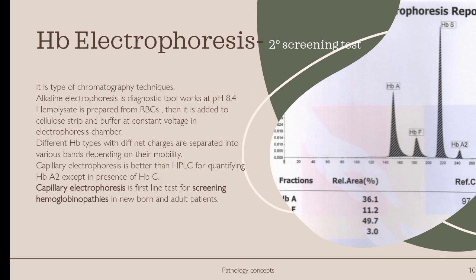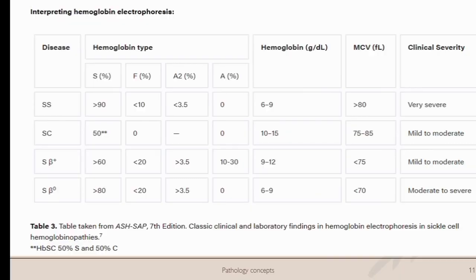Capillary electrophoresis is a first-line screening test for newborns and in adults. This table shows interpretation of various hemoglobin sickle variants. In hemoglobin SS, which is also called sickle cell anemia, HbS is more than 90%, HbF is less than 10%, HbA2 is less than 3.5%, and there is no HbA. In HbS-C, HbS and HbC are 50% each, and no other bands are seen.